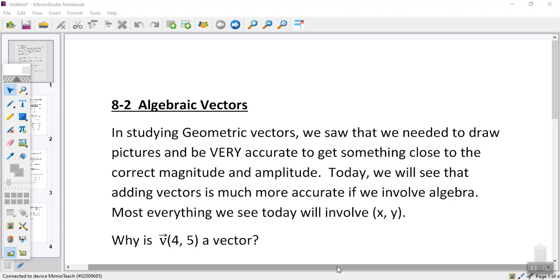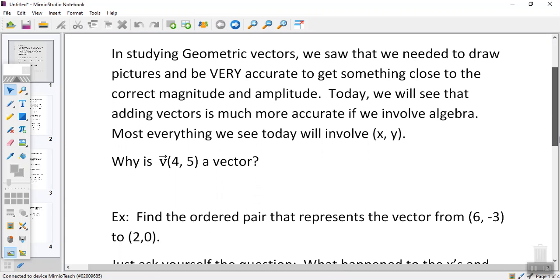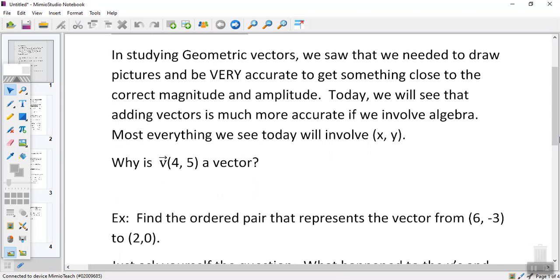Okay, guys, last section was titled Geometric Vectors. Today we're going to talk a little bit more about algebraic vectors. But when we were converting from polar coordinates to rectangular and from rectangular back to polar coordinates, we were kind of doing algebraic vectors already. In studying geometric vectors, we saw that we needed to draw some pictures, and we had to be very accurate. We wanted to know what direction it's going, but we want to find the exact values by turning polar into rectangular. When you measure stuff, you have to be correct for the magnitude and the amplitude. But today we want to see that adding vectors is much more accurate if we involve the algebra.